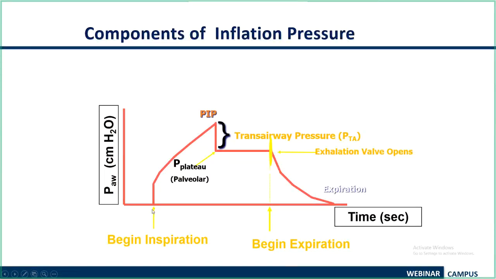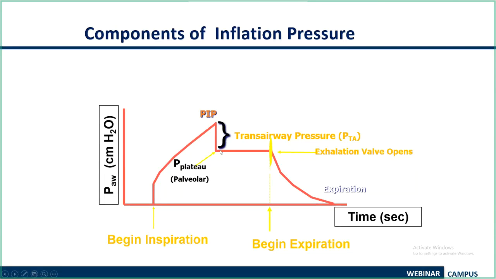At the beginning of inspiration, the inspiratory valve opens, the pressure gradually builds up, and it reaches the maximum pressure. This maximum pressure is called the peak inspiratory pressure. Then if you keep an inspiratory hold, either by a mechanism or by a maneuver, or if you give an inspiratory pause, the pressure measured at the alveolar level is called the plateau pressure. The difference between peak inspiratory pressure and the plateau pressure is called the transairway pressure. Okay, so this corresponds to the airway resistance.